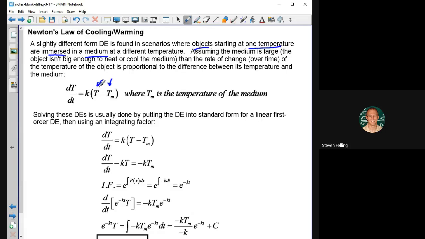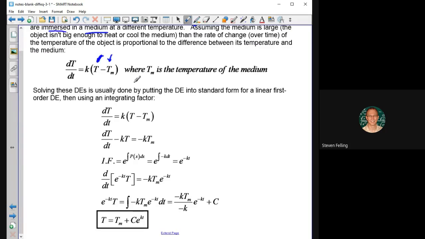So think about it. If you immersed an object into a medium and it was exactly at the same temperature, this would be 0. So there'd be no reason for the temperature of the object to change. But the further away this temperature is from the medium's temperature, the faster the temperature moves to try to get closer to that equilibrium temperature of the medium.